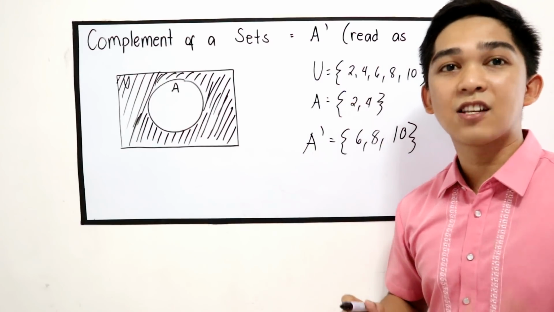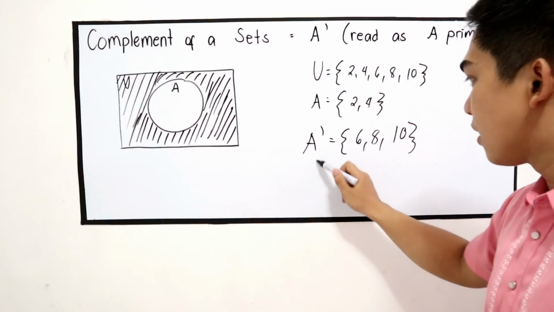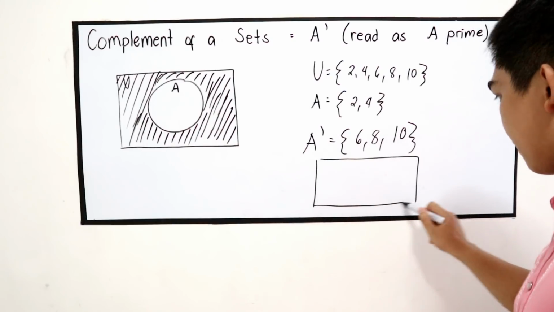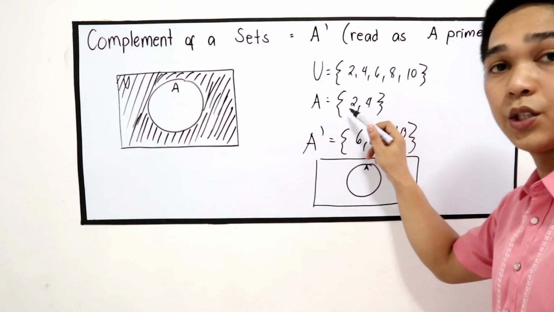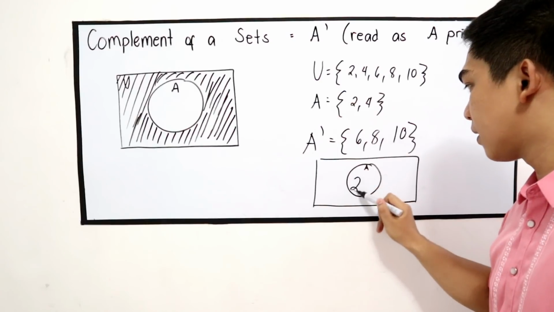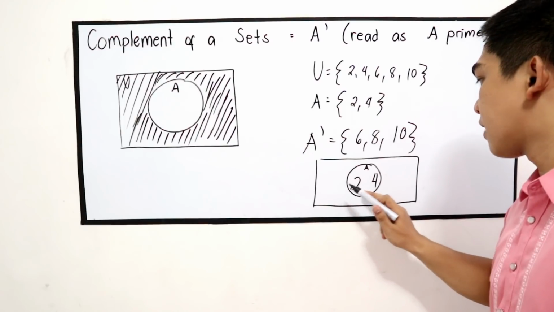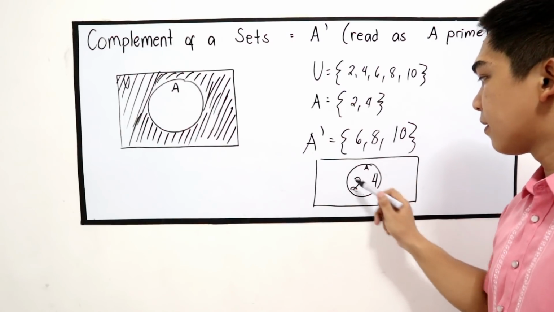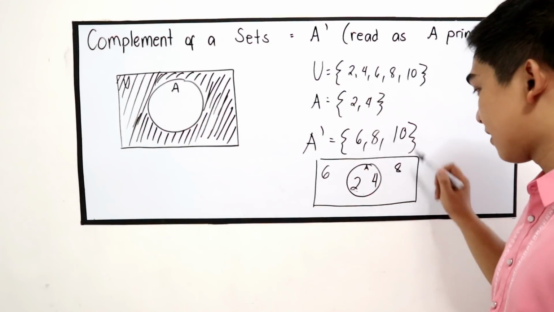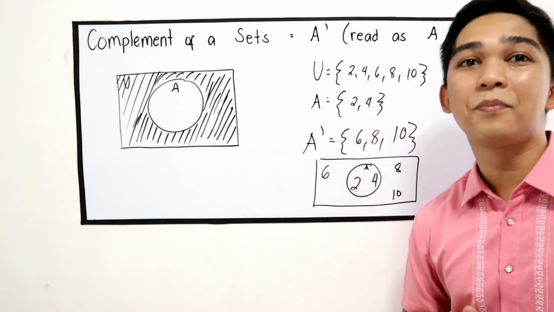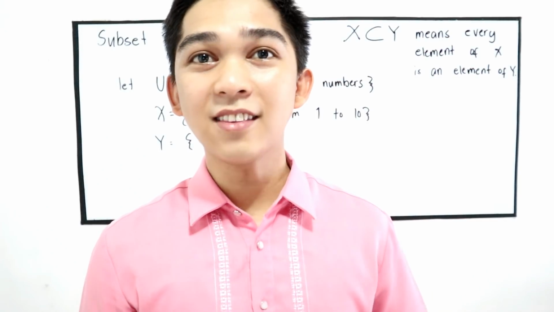If your teacher asks you to draw a Venn diagram given this, we can draw this diagram. So we have A. Our A contains the elements 2 and 4, or we can erase the comma. Outside A are 6, 8, and 10. So that is the complement of a set. And now let us proceed to our last set.